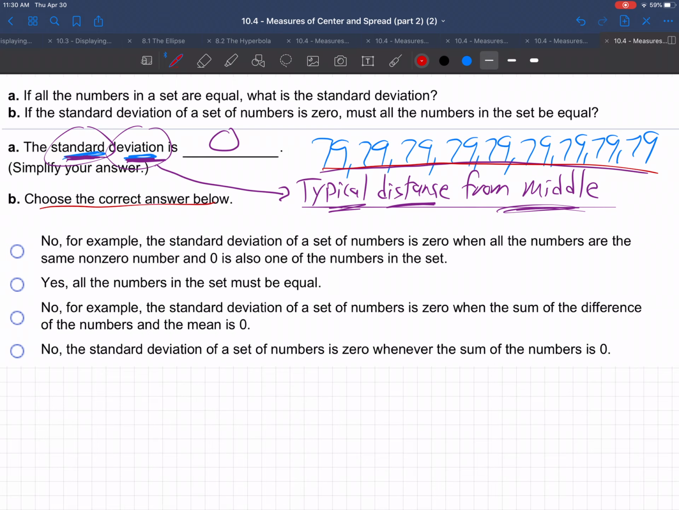Now, choose the correct answer below to this question. If the standard deviation of a set of numbers is 0, like the one we just did, must all the numbers in the set be the same? Yeah. There's no other way you're going to get a 0 standard deviation. All the numbers must be equal. They must be the same.